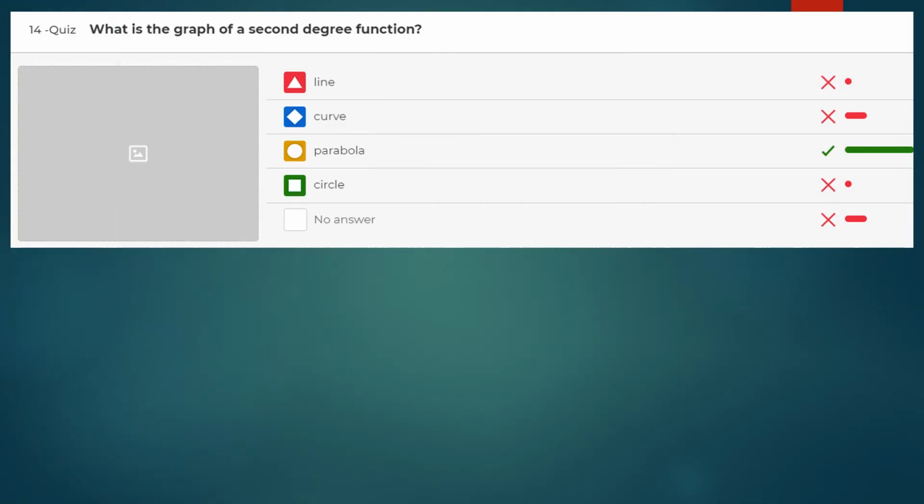Next one, what is a graph of a second degree function? Okay, second degree function, meaning it is a, pag second degree, quadratic function. Pag quadratic function, what will be the graph? So, that will be, of course, parabola. It is called parabola. A parabola that opens upward or downward.